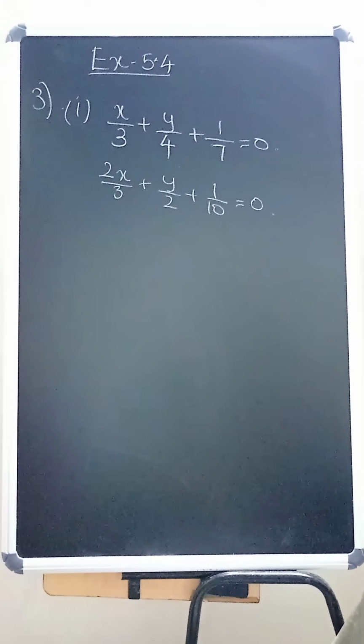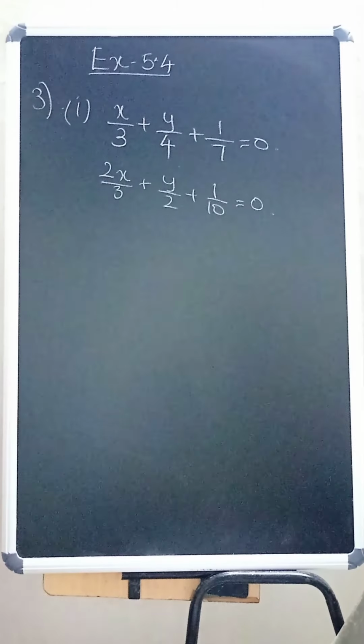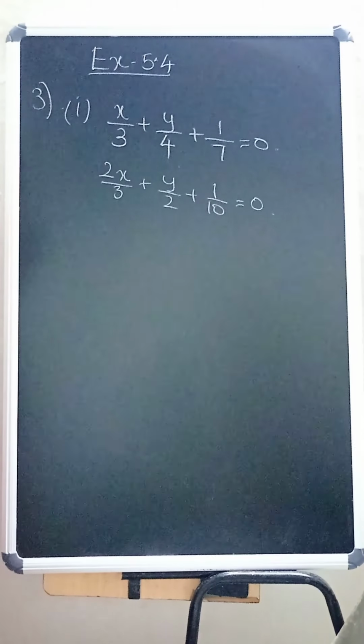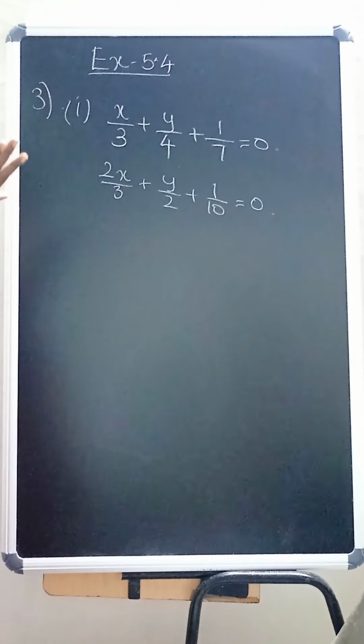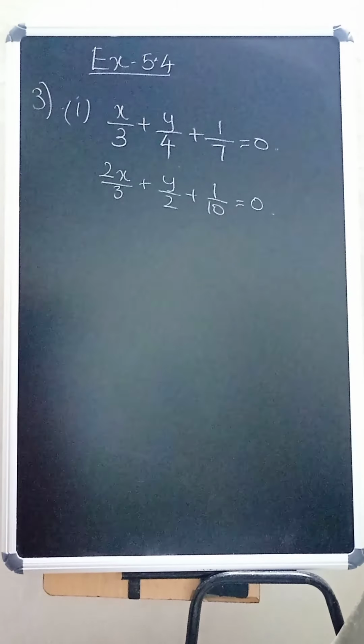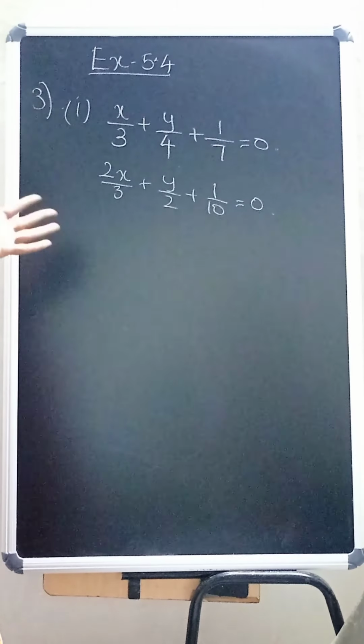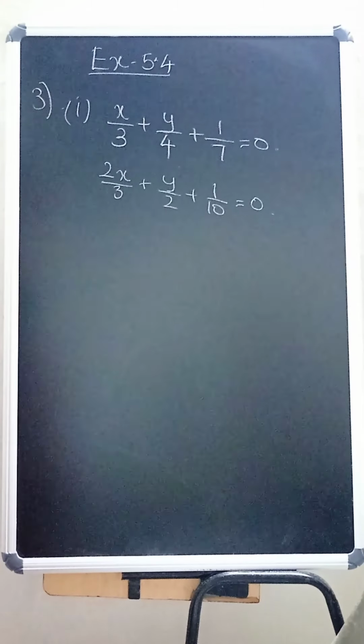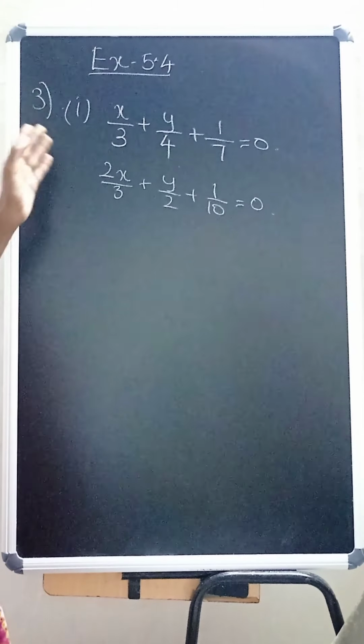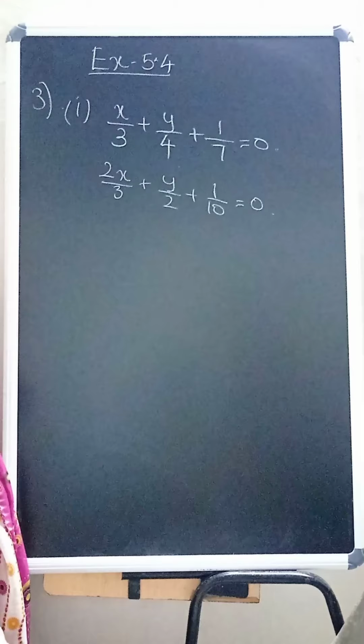Third question. Check whether the given lines are parallel or perpendicular. So they are giving you the equation of two lines. You need to check whether they are parallel or perpendicular. What is the condition for parallel? m1 is equal to m2. The condition for perpendicular is m1 into m2 is equal to minus 1. So we are going to find m1 and m2 and compare those two things.